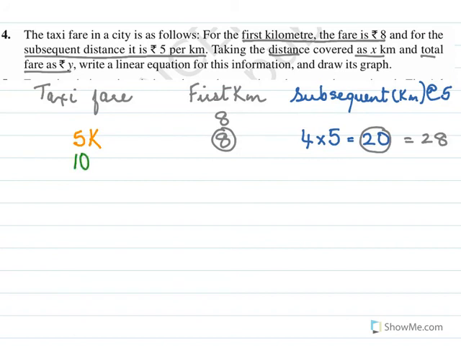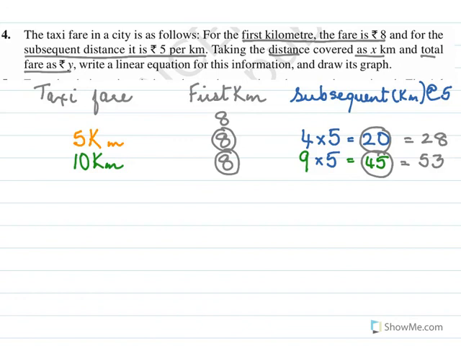Now, if you were to travel, say, 10 kilometers, the first kilometer is fixed, and that is 8 rupees. So out of the 10, you have paid the first kilometer, 8. How many kilometers are left now? You are left with 9 kilometers. So 9 kilometers, you will pay at a rate of 5 rupees each, and this would now be 45. So your total fare would be 8 plus 45, which would be 53 rupees.